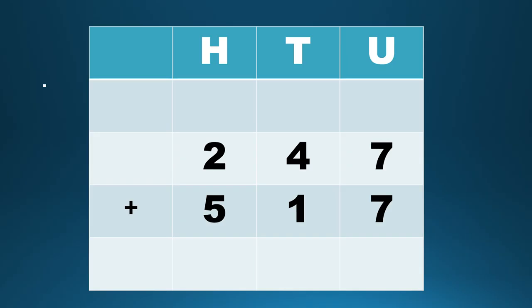So let us add 247 plus 517. We begin, as you know, from the units place. We have 7 plus 7. The answer is 14. So we write 4 in the units place, and the 1 ten we carry over to the tens place. Now here we added 4 plus 1, which is 5, to the carryover 1. So the answer is 6.